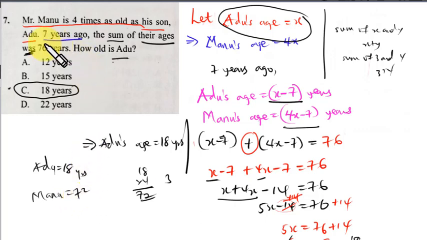So 7 years ago, what do you think was the age of Adu? 7 years ago, that is, you subtract 7 from 18. Adu was 11 years old. 7 years ago, you subtract 7 from 72, and the father was 65 years.